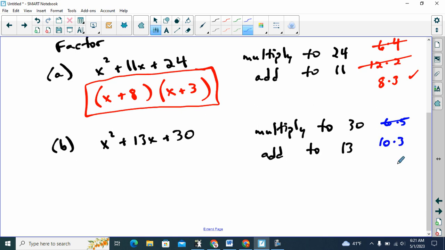10 times 3. 10 times 3 does give me 30. 10 plus 3 gives me 13. There's the numbers. Those are the ones I'm looking for. We go to our factors, and it was positive 10, so x plus 10, and positive 3, so x plus 3.